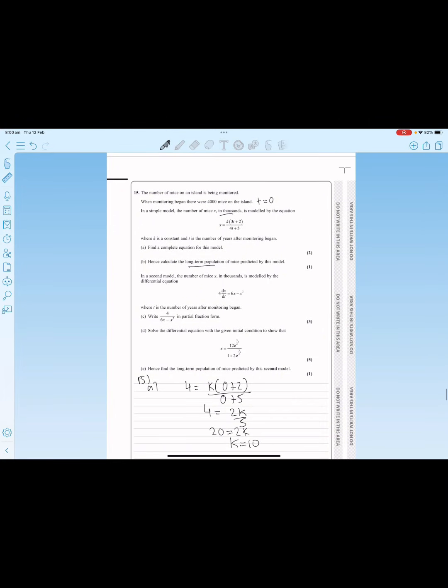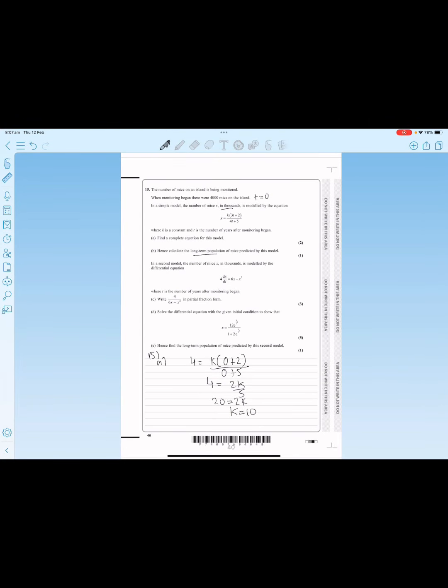That's part B done. Okay, part C of this question says, in the second model, the number of mice x is modeled by the differential equation, where t is the number of years after monitoring began. Write 4 over 6x minus x squared in partial fraction form. You have to write this in partial fraction form. So first, let's get an x out. I'll get x times 6 minus x.